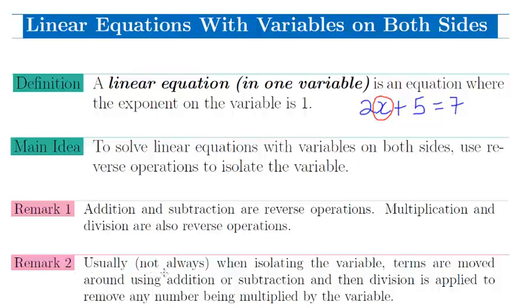So usually when you're isolating the variable, you use addition or subtraction first, and then you go on to division to get rid of the multiplication. We'll do plenty of examples, so you should get an idea of how this works as we go.